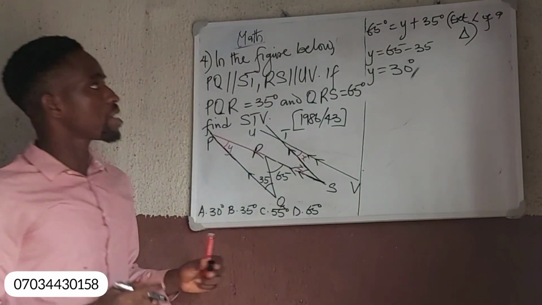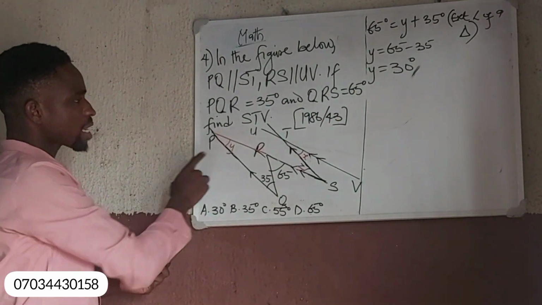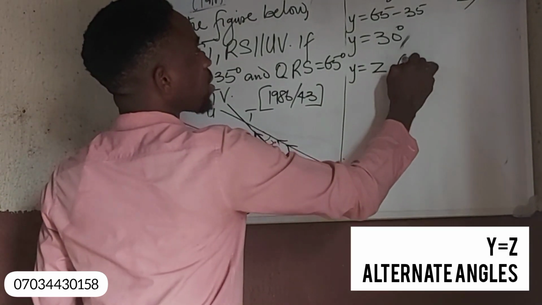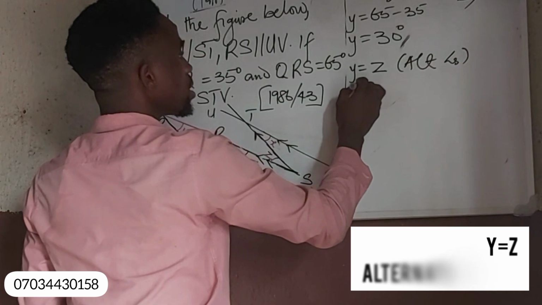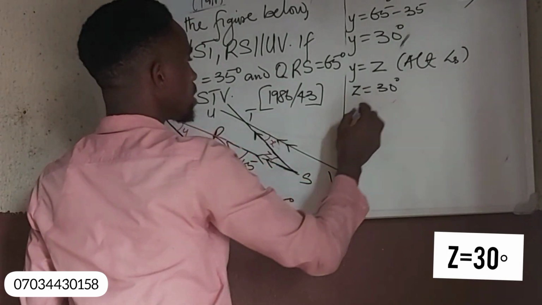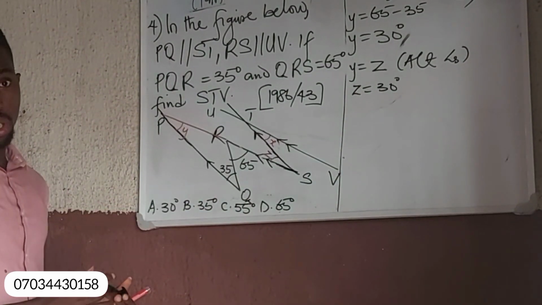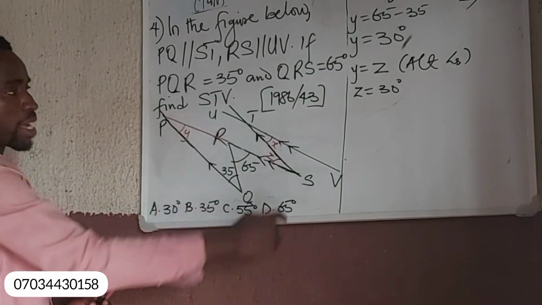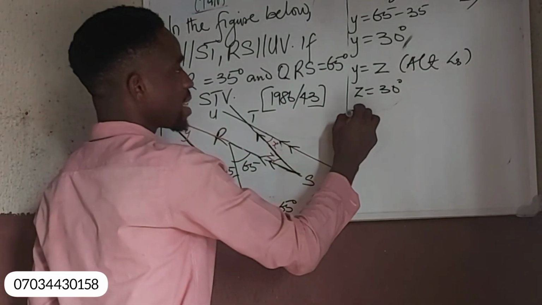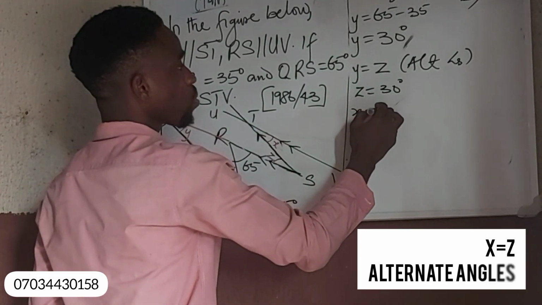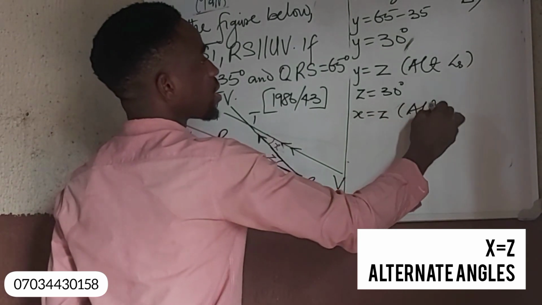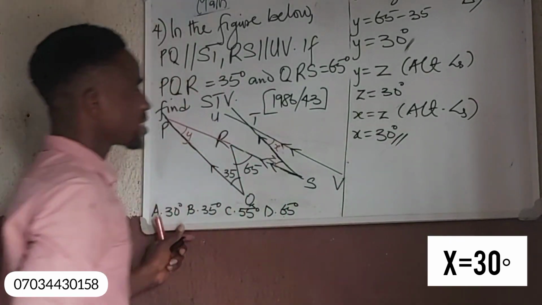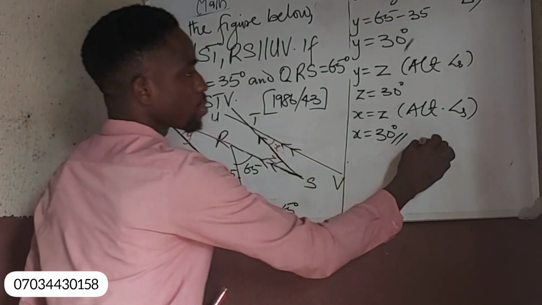This is the value of our angle Y, but that's not what we are looking for. So we take it to C. We say that Y is equal to C. They are alternate angles. So C is equal to 30 degrees. But Z and X are also alternate angles because these two lines are parallel and they are transversed by this single line. So therefore X is equal to Z because they are alternate angles, which implies that X is equal to 30 degrees. So we look for that in the options. Our answer is option A.